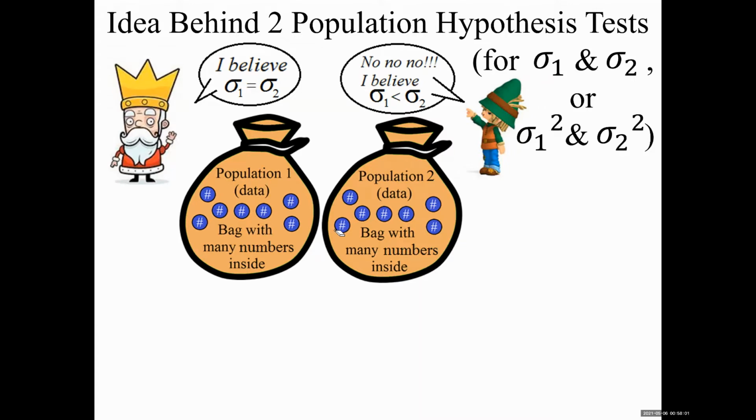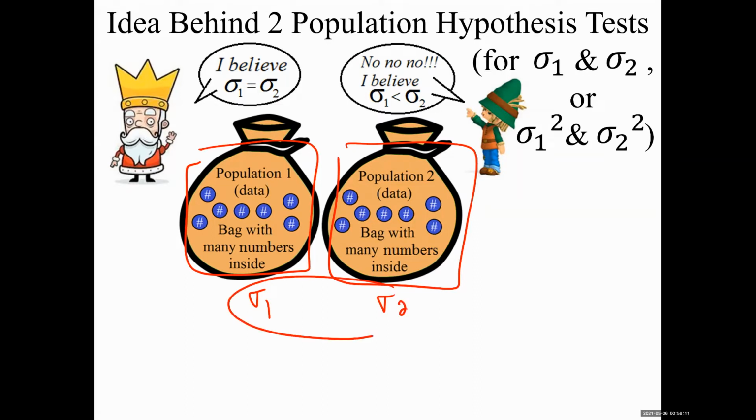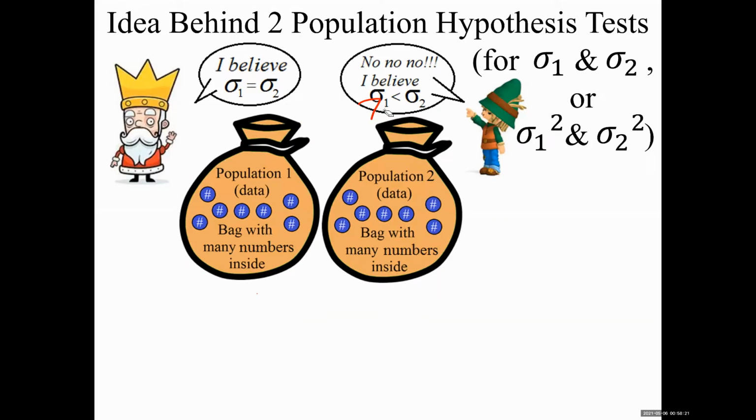Now, we would know for sure who's right if we could calculate sigma 1 and sigma 2. If we had all this data, we could calculate sigma 1. If we had all this data, we can calculate sigma 2, and then check and see if these are equal. If they're equal, we believe the king. If sigma 1 is less than sigma 2, then we believe the peasant, and the story would be over. But we can't calculate sigma 1 and sigma 2 because we don't have these huge bags of data to calculate it. So what do we do? We do what you always do in a stats class.